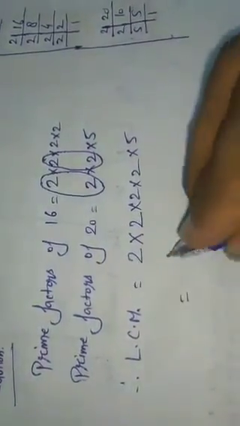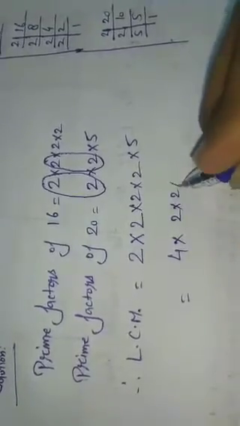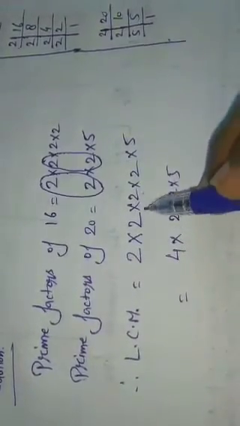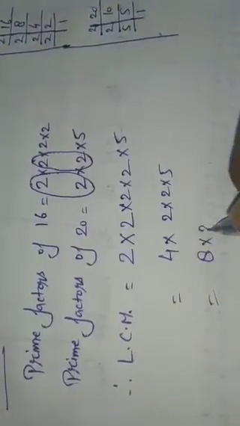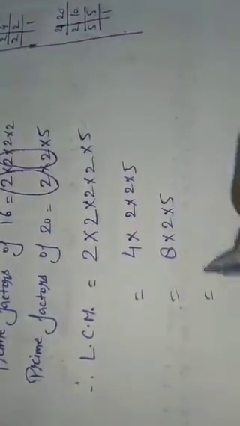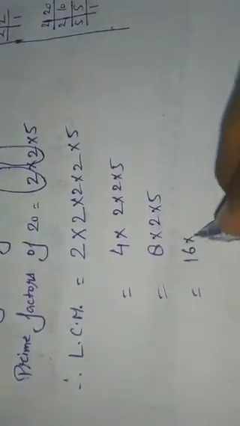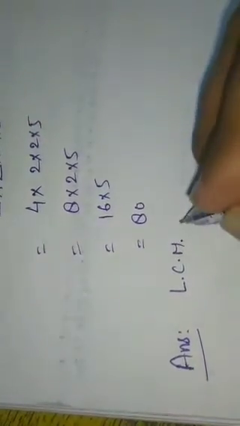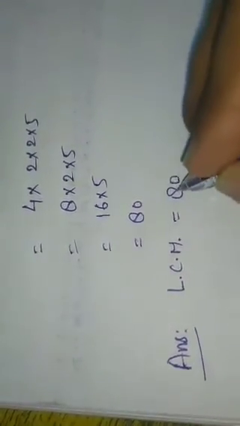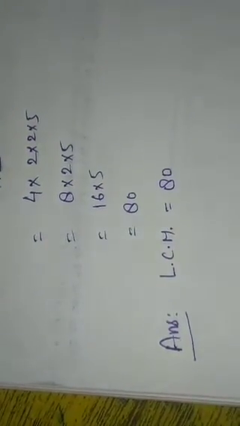2 2s are 4, 4 into 2 into 2 into 5. Then 4 2s are 8, 8 into 2 into 5, then 8 2s are 16, 16 into 5, 16 5s are 80, so LCM is 80. So you will write the answer: LCM, lowest common multiple, is equal to 80. Clear, students? If you have any doubt, then you can ask the query.